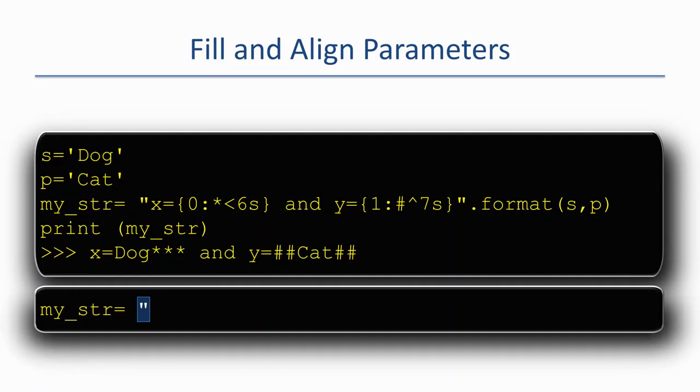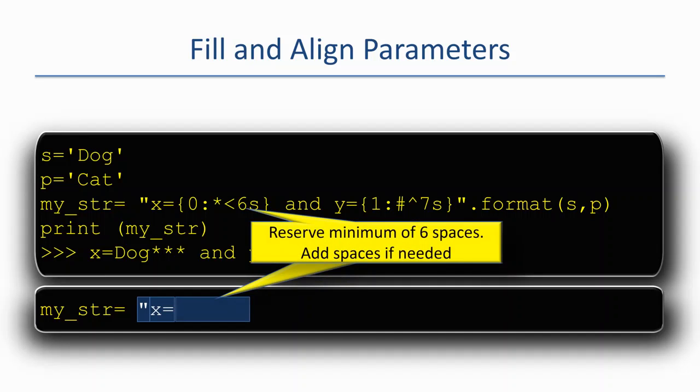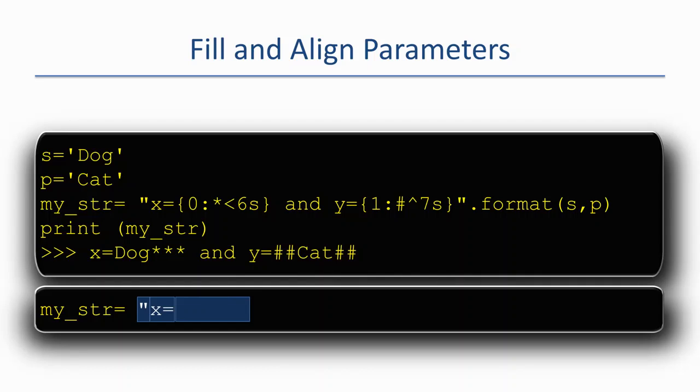The first thing Python does again is to scan the template string until it encounters an opening of a curly bracket, which in this case would be x and equal sign, and it copies it to the output string. Then it goes and works on the curly bracket. The first thing it does, it looks at the width and notices that the width of this is 6, so it reserves a minimum of 6 spaces. Next, it knows that it has to go get the value of the argument with the index of 0. It would be dog.